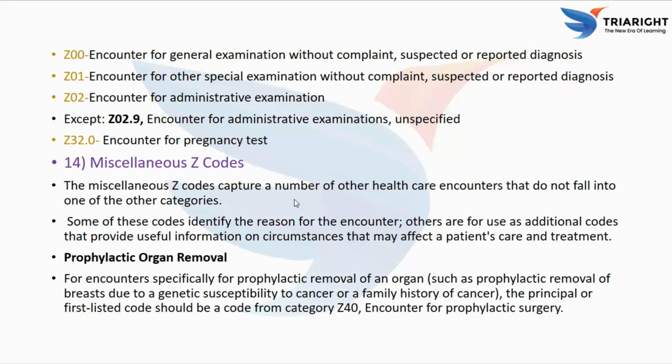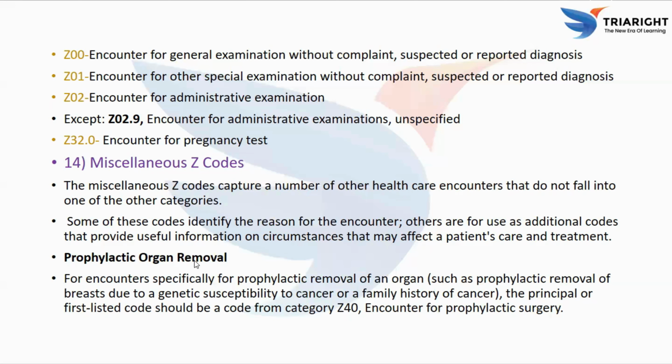And next, coming to miscellaneous Z codes. So what does miscellaneous mean? These are Z codes that do not fit into other main Z code groups. They always describe special situations or special circumstances. What are the important points about miscellaneous Z codes? Some codes explain why the patient came, and other codes give extra information that affects the patient care. Examples of such situations are family history of the disease, genetic risk, lifestyle factors or past surgeries. These codes support medical decision making even when there is no active disease.